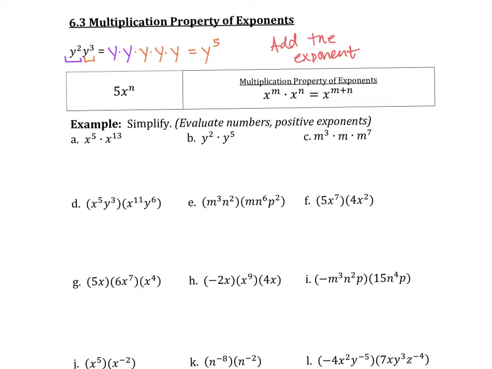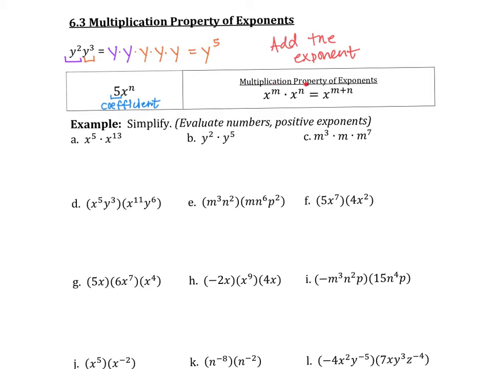Okay, to add one vocabulary word, down here I have 5 times x to the n, or 5x to the n. The x is the base. The n is the exponent, just like before. This number in the front is called a coefficient. Okay, the exponent does not apply to the coefficient, it only applies to the base. But I'm going to keep referring to that as a coefficient.